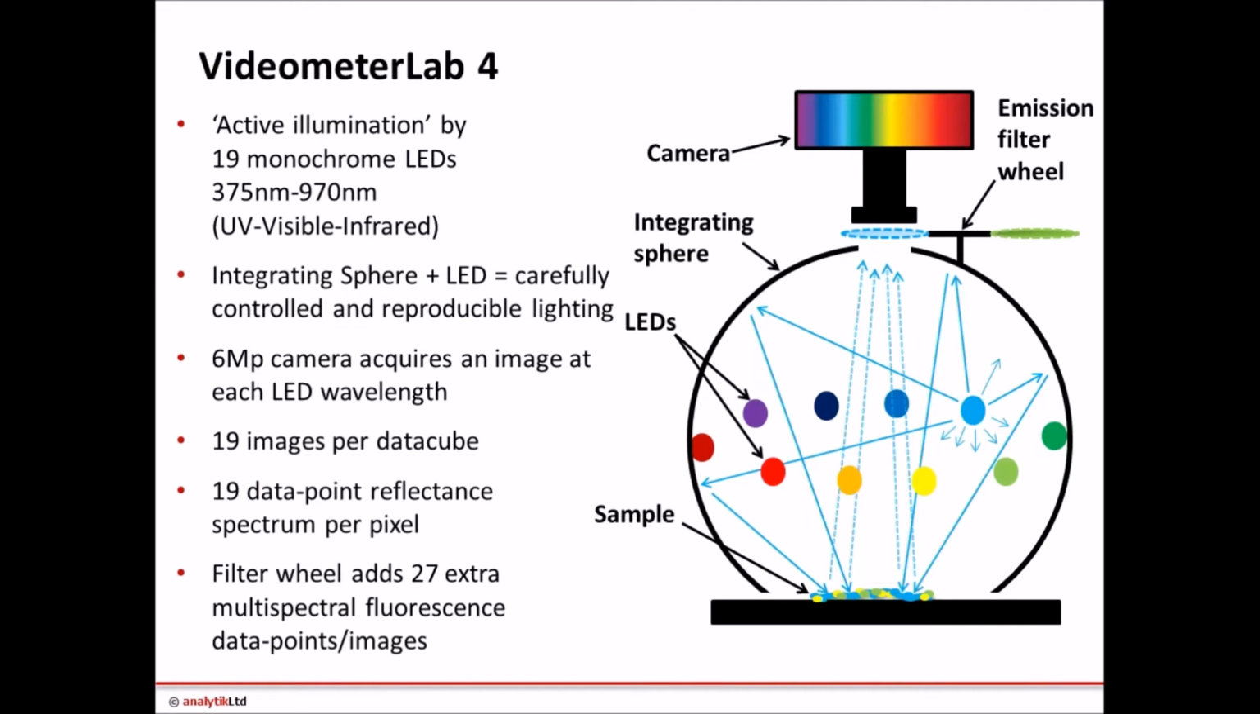The LEDs provide what's called active illumination, so we can very precisely control the lighting in here. We're not reliant on the sun, for example, and it doesn't get cloudy, or you don't have different times of day, whether it's noon or sunset. We can very precisely control the lighting conditions between UV 375 nanometers all the way up to infrared 970 nanometers. There's a 6 megapixel camera up the top, and that acquires an image each time the LEDs shine in turn.